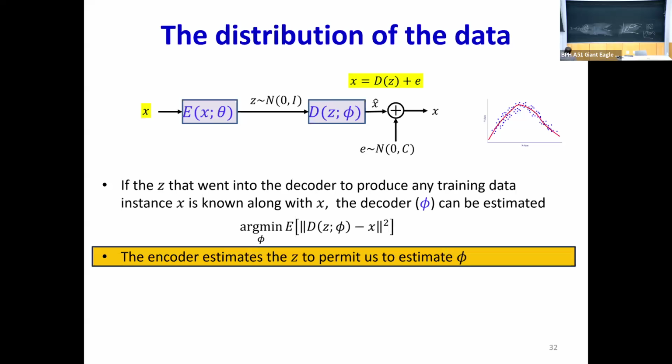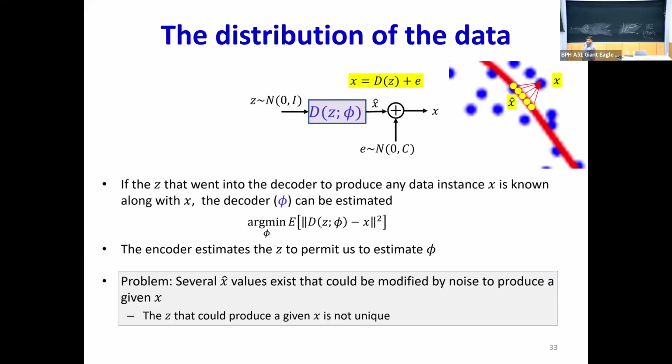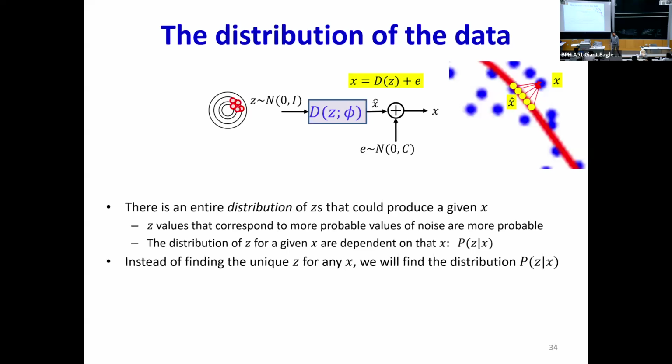Except now, is it possible for me to actually find a unique Z for any face? The thing is, there are many points on the output manifold that can all give me the same face. There's no way for me to say this face came from this Z. There's an entire distribution of Z's that could have generated the face, correct? And so this means there's a distribution of Z's, all of which could have generated the face. So now is the encoder, which guesses a single Z, sufficient? What must the encoder do?